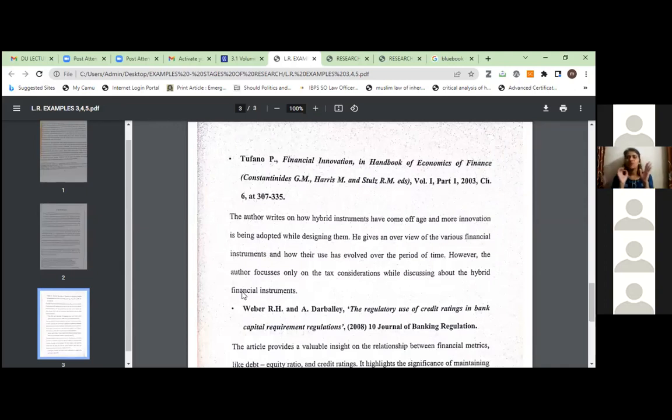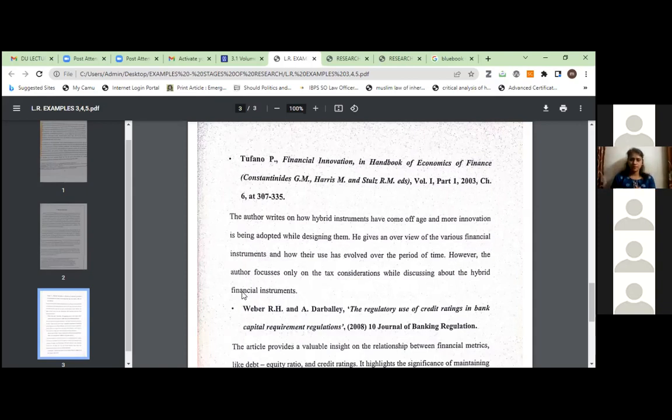The researcher has directly given what the article is, that is financial innovation in handbook, whatever that is, and then who the author is, what volume, which part, the page numbers and everything, and then directly summed up the entire article in one paragraph. The author writes on how hybrid instruments have come of age and more innovation is being adopted. So the researcher has reviewed the entire article in a crux. This is yet another method in which you can write your literature review.